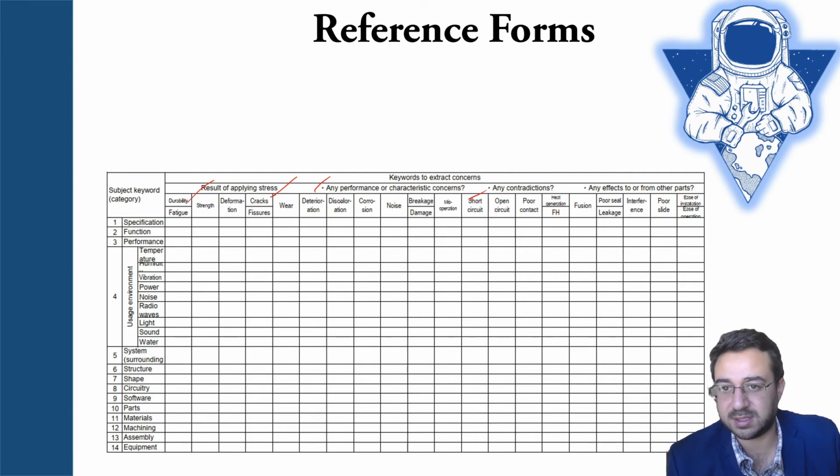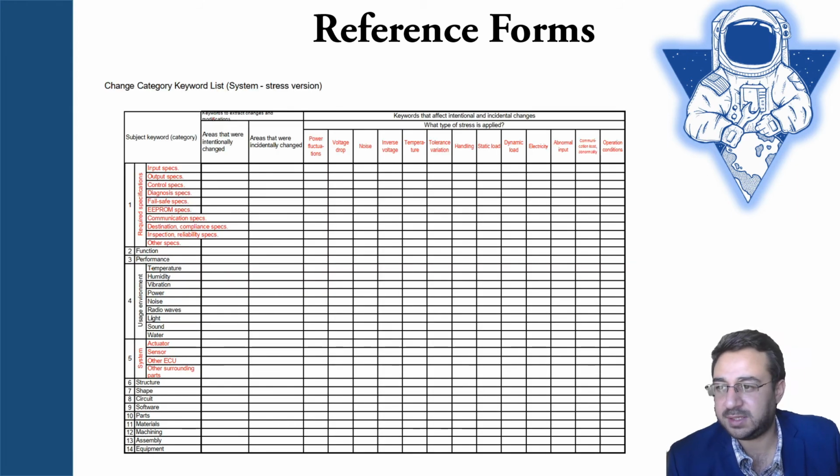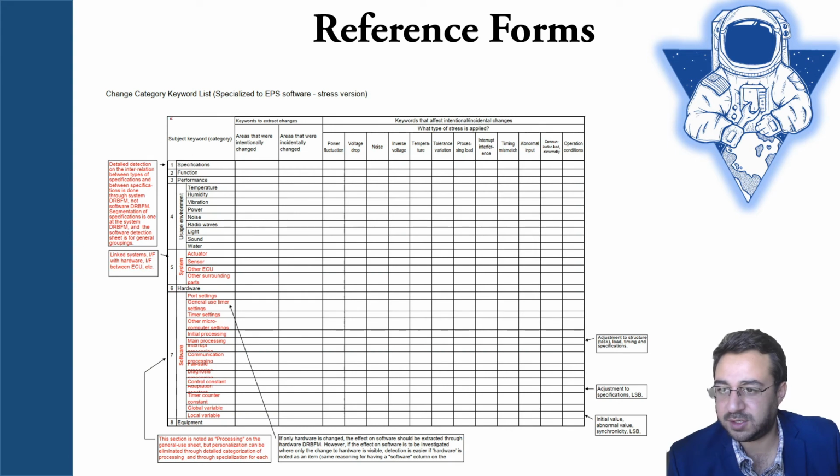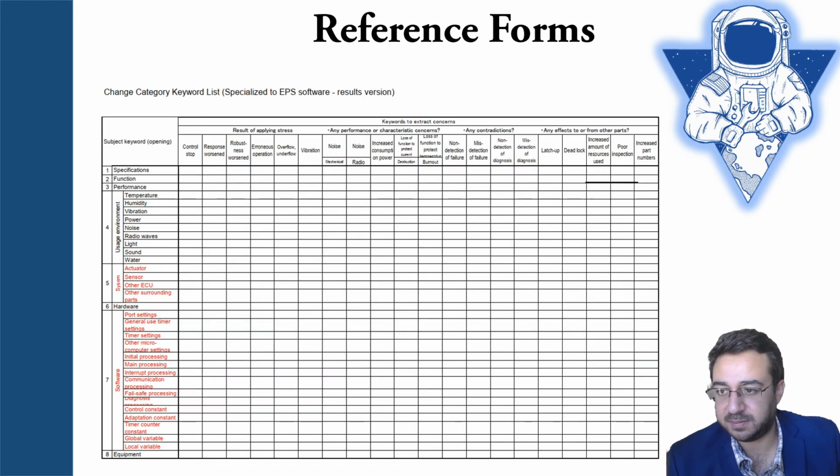Of course, there is nothing solid here. So you can here see change category keyword list for the system or stress version. As we said, they could be lab results or a lab report, and so on. You put them in references. Same thing, here you have change category specialized to EPS software stress version. So you can see what results are coming up. You can add explanations for yourself as needed on those reports, so that when the design review member is asking you about it, you can tell the story behind it.